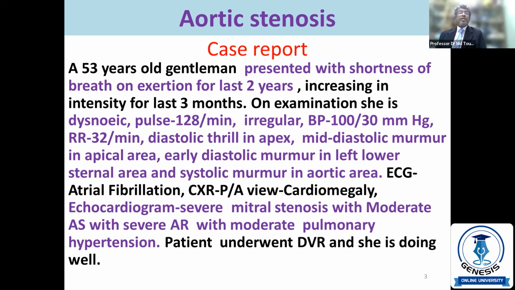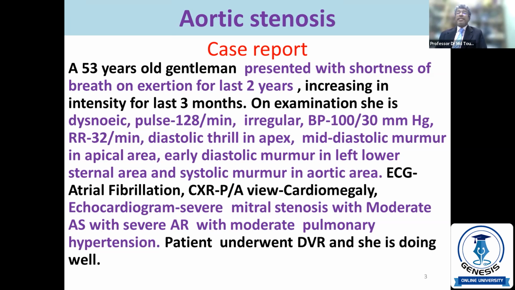On examination, he is dyspneic, pulse 128 beats per minute, irregular, blood pressure 100/30 millimeters of mercury, respiratory rate 32 per minute. There is a diastolic thrill at the apex, as well as a mid-diastolic murmur in the apical area. And there is also an early diastolic murmur in the left lower sternal area, and a systolic murmur in the aortic area.